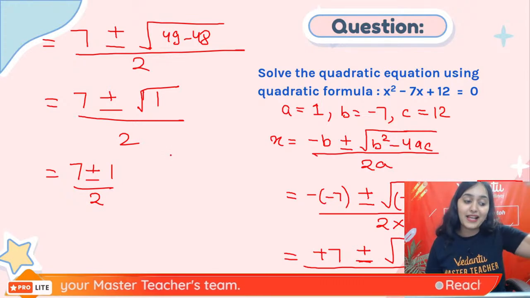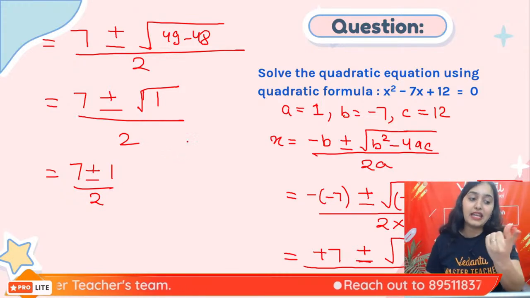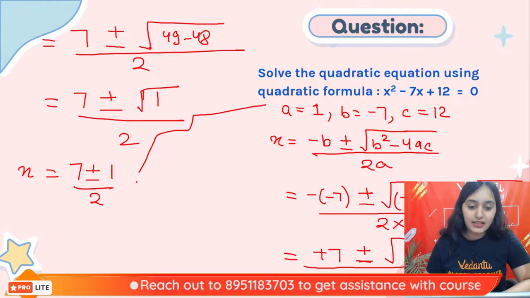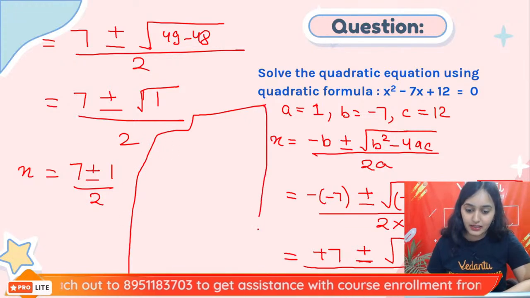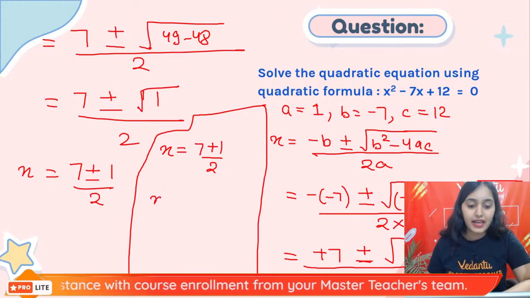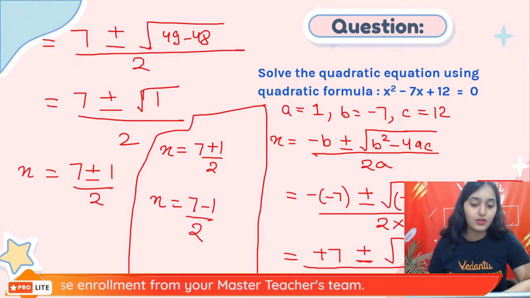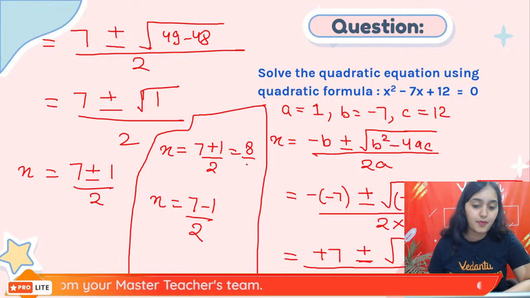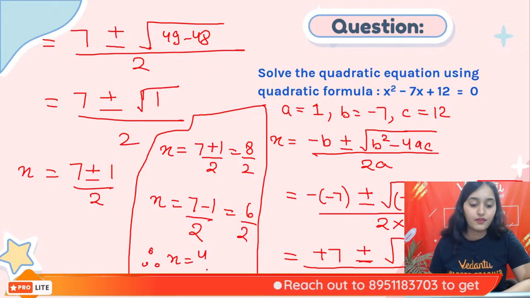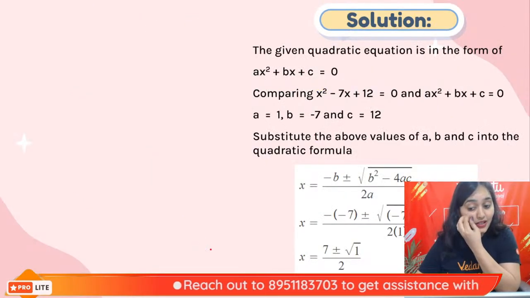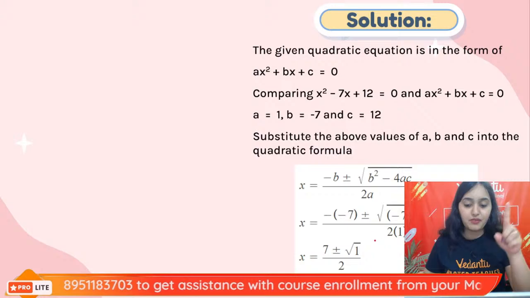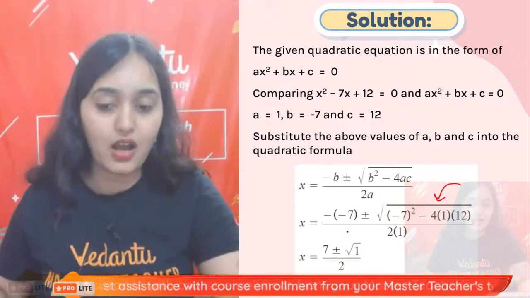Now, what is the meaning of plus minus? Plus minus ka matlab, ek bar plus lenge, ek bar minus lenge. So, basically, bachcho, what are we getting the answer here? Our answer will be x is equal to 7 plus 1 upon 2 and x is equal to 7 minus 1 upon 2. What is 7 plus 1? 8 upon 2. What is 7 minus 1? 6 upon 2. So, therefore, x is equal to 4 and x is equal to 3. That is our answer, right? So, first of all, we will substitute the values. Then we are getting x as 7 plus 1 upon 2, 7 minus 1 upon 2. And that's how we will solve it.